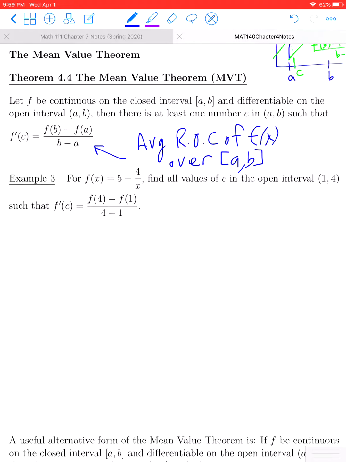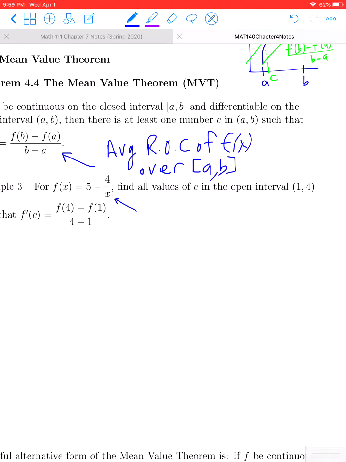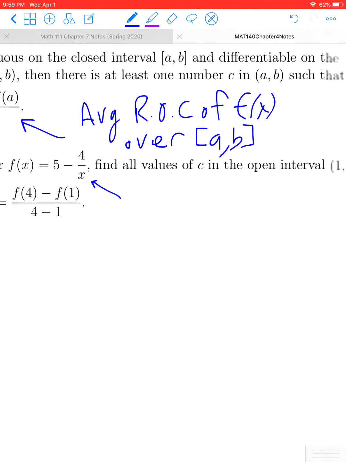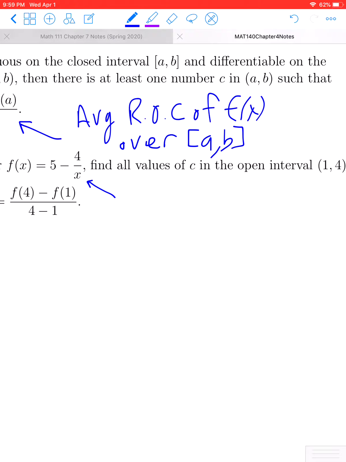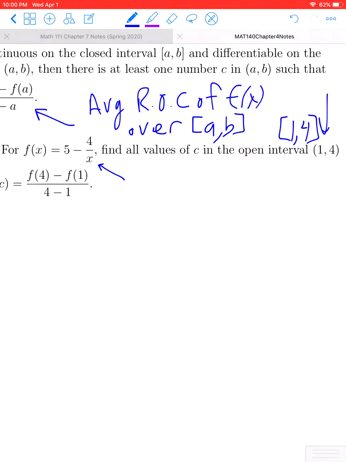First thing we want to check is this particular function here. Notice that this function will have an issue at 0. It'll actually be undefined at 0, so it's not continuous nor is it differentiable at 0. But thankfully, the interval we're looking on, the closed interval, would be 1 comma 4, and this function will not only be continuous on that closed interval, but it will also be differentiable on the open interval 1 comma 4, and so the mean value theorem will apply here.